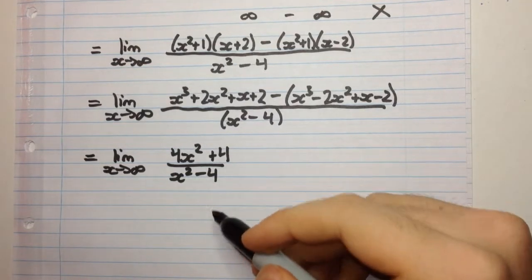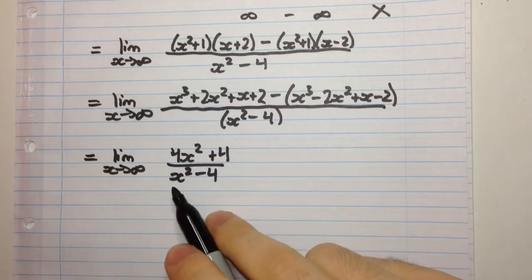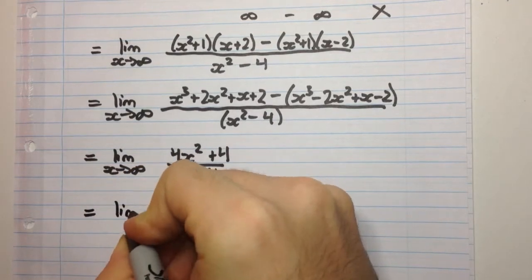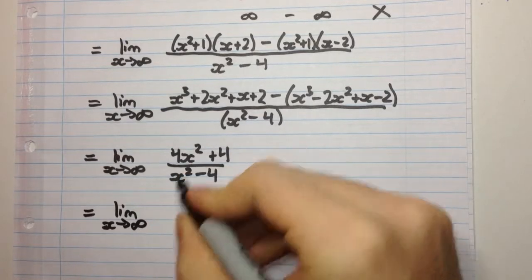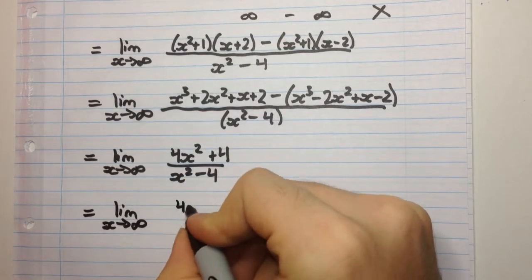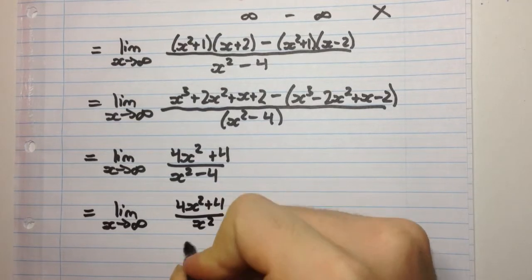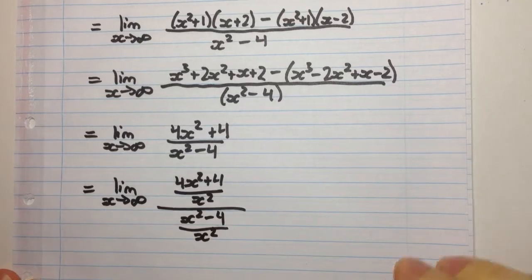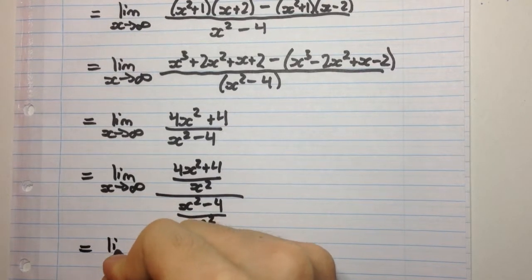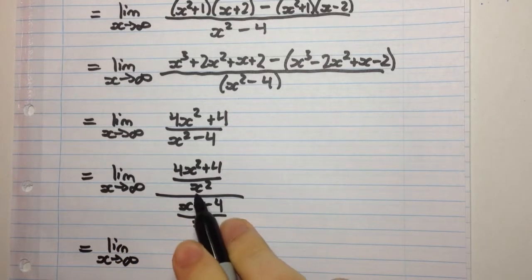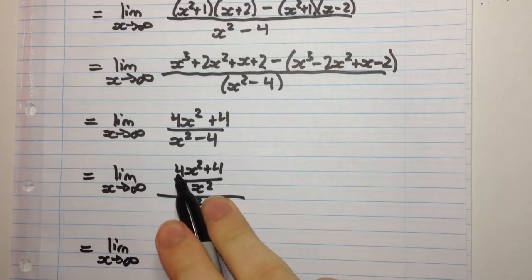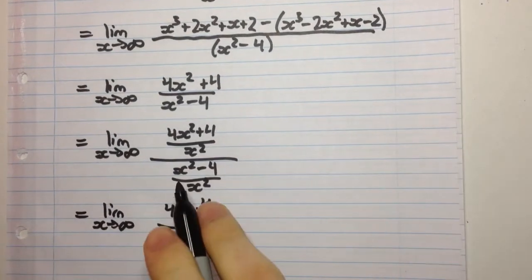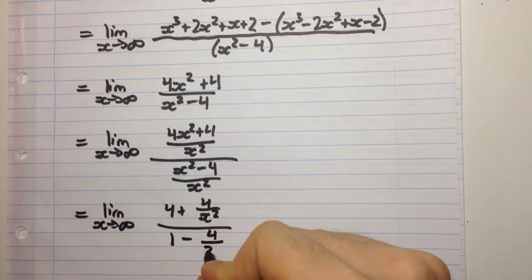Okay, so now we have something that's a bit better to work with. We can divide the numerator and the denominator by the highest power of x, which is, in this case, x squared. So let's do that. Limit as x approaches infinity. Now the highest power of x is x squared, so (4x squared plus 4) over x squared, all over (x squared minus 4) over x squared. And the reason we do this is so that now we can split these two fractions up. This will become 4 plus 4 over x squared, all over 1 minus 4 over x squared.